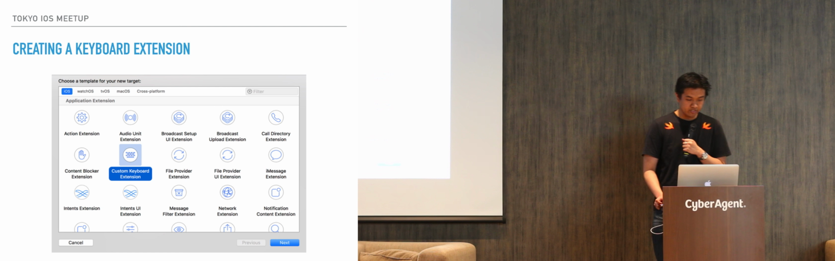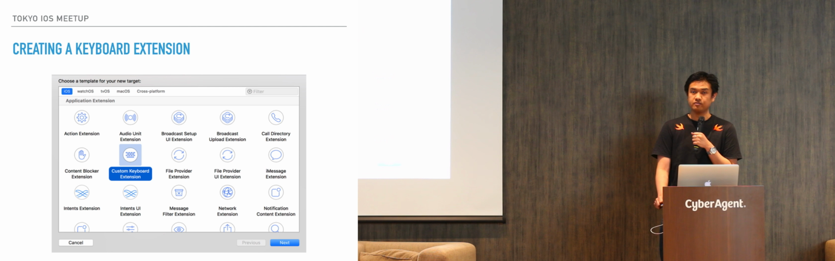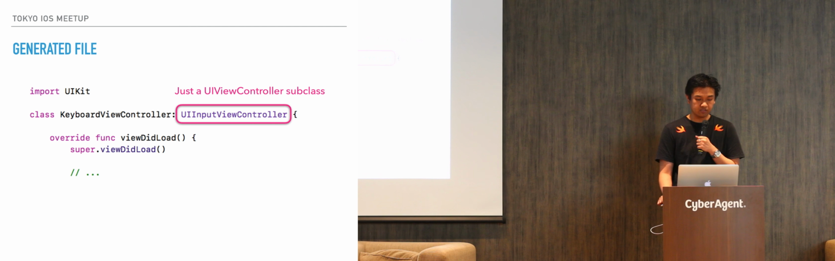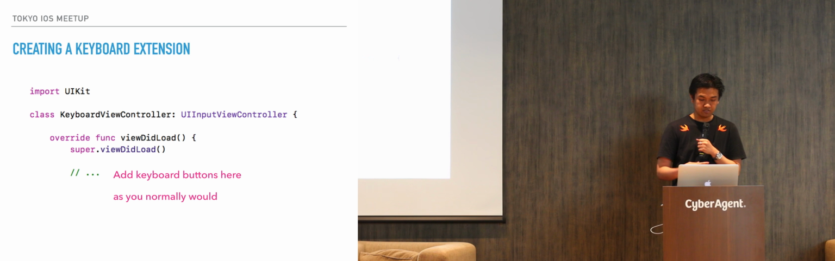So creating the keyboard extension itself is very simple. If you have an app, you just add a new target to your Xcode project. You just choose the custom keyboard extension. So Xcode will generate a simple class for you. It's a subclass of UIInputViewController, which is just a subclass of UIViewController. And from this controller, you can just add views or buttons just as normal.